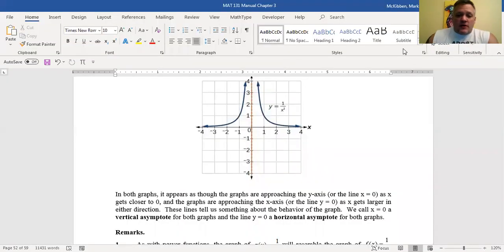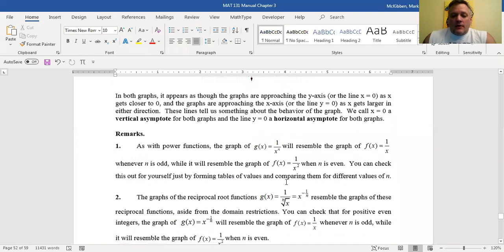In both of these graphs, we're going to call the y-axis a vertical asymptote. It's a line that the graph gets closer to as you approach the input. And we're going to call the x-axis a horizontal asymptote. That's a line that the graph gets closer to for larger values of x in either direction. All right, don't worry too much about this.